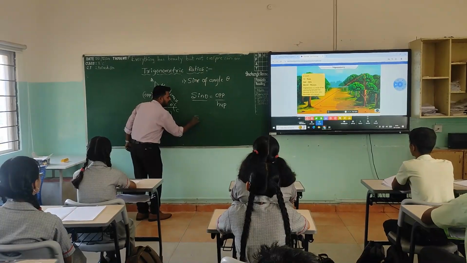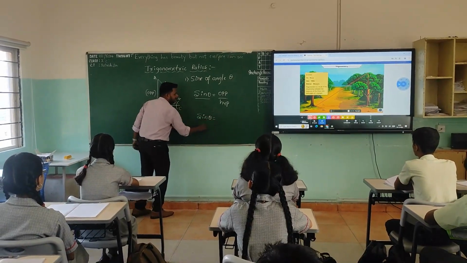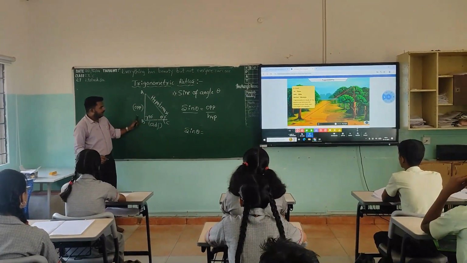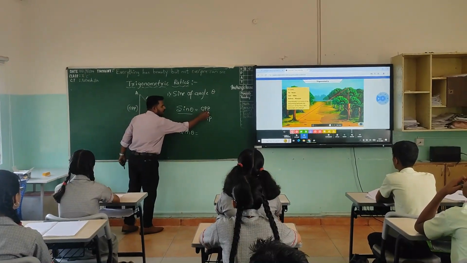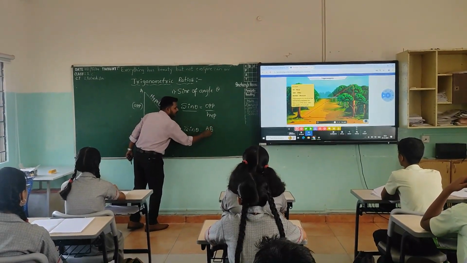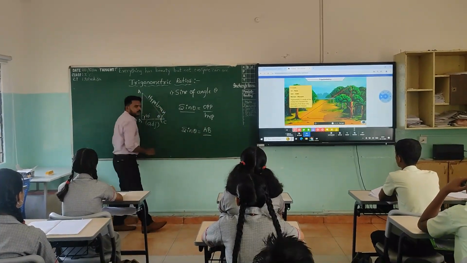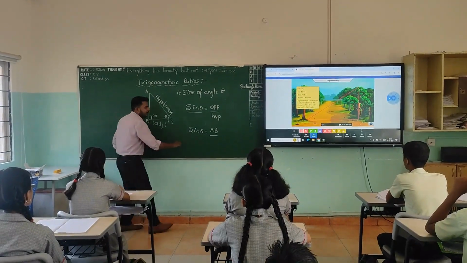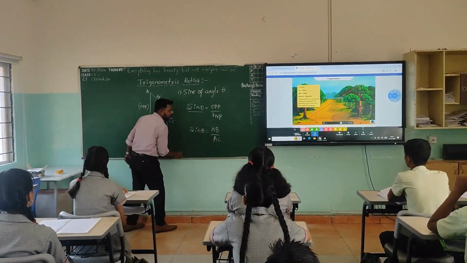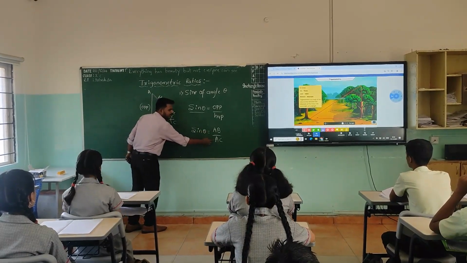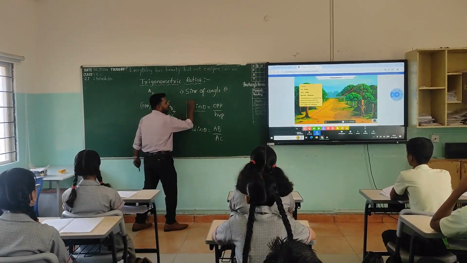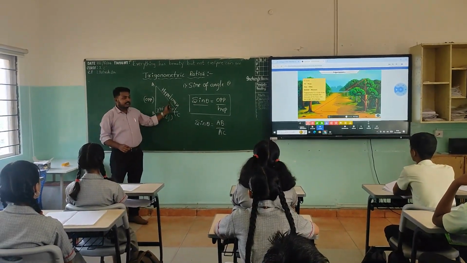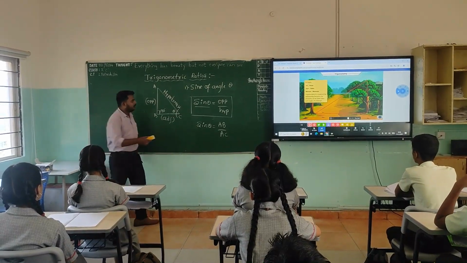So here I will take sine theta. Sine theta is equal to opposite, now from right angle triangle ABC, which is the opposite? AB is the opposite. So in place of opposite I will take AB divided by, in place of hypotenuse, from right angle triangle ABC, AC is the hypotenuse. So sine theta is equal to AB by AC. So this is our first ratio. Sine theta is equal to opposite by hypotenuse. Clear?